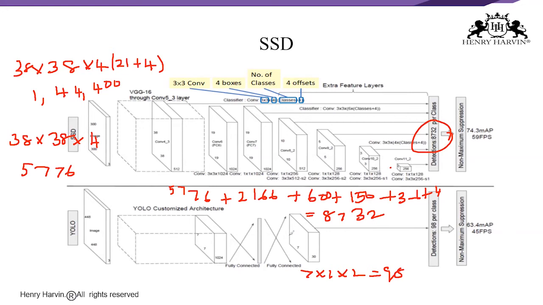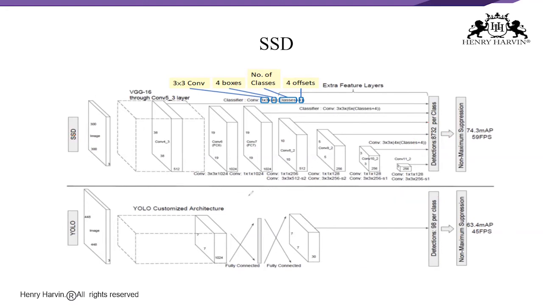So how do we do this better? Whenever we talk about the loss function, we will be talking about L_conf and L_loc. So what are they basically?